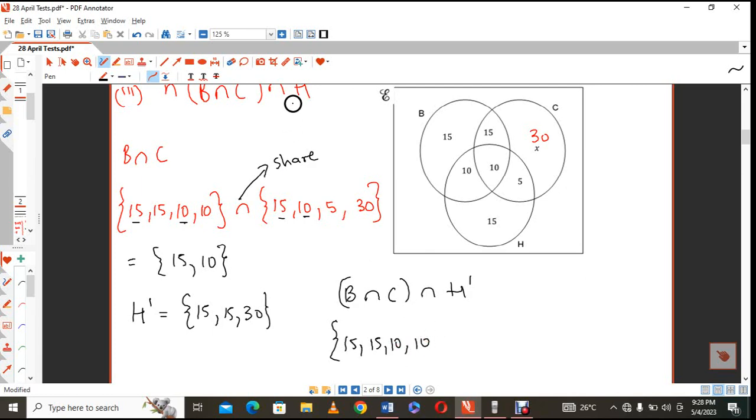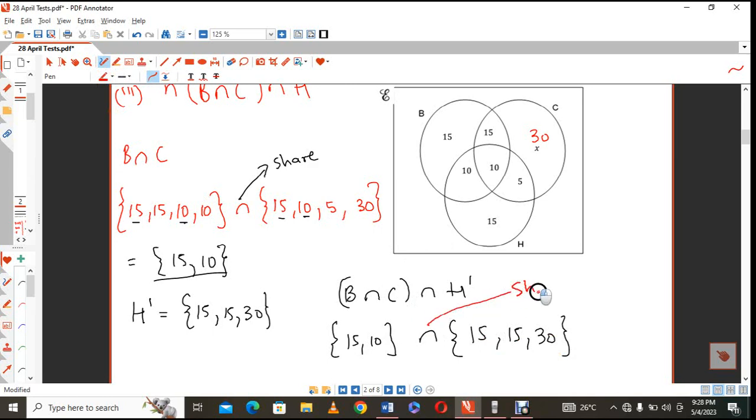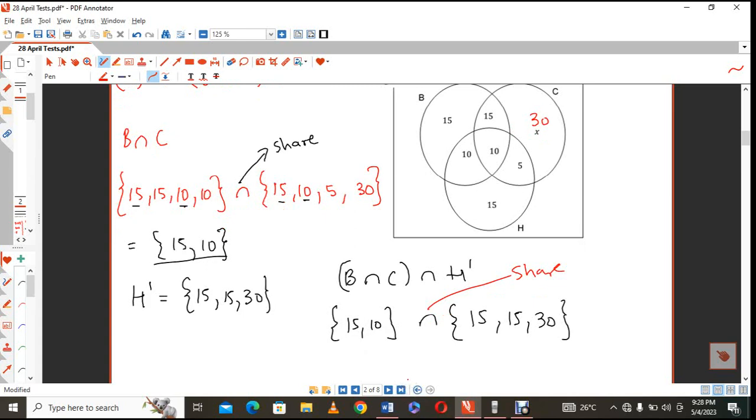No, let me just correct that. That is the elements of B. The answer I'm looking for is here. This represents B intersection C, which is 15, comma 10. And the sharing of what is not in H, of course I calculated that before, that's 15, 15, and 30. We now have to look at what they share. Remember, when you look at what they share, they only share a 15.